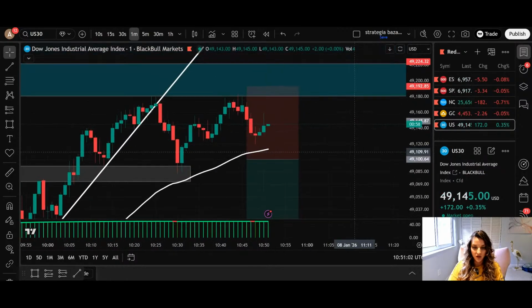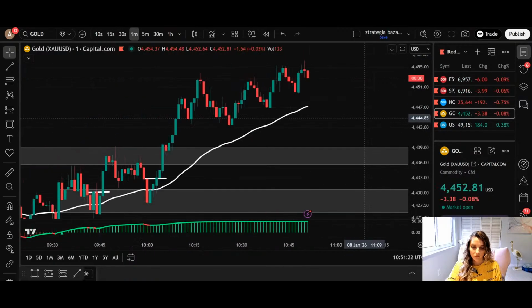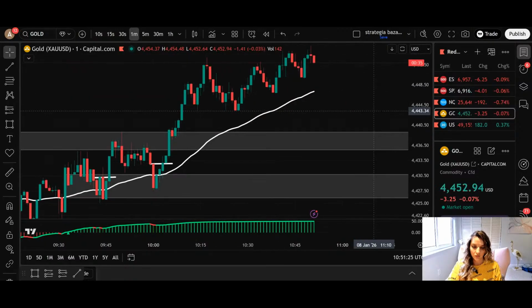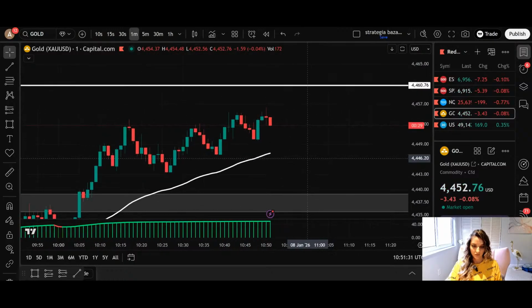This is US30. Sachin, I'm waiting for the price to go below EMA to get a short. But I don't know. We'll see. And I'm waiting for the gold to touch EMA. See how it reacts.